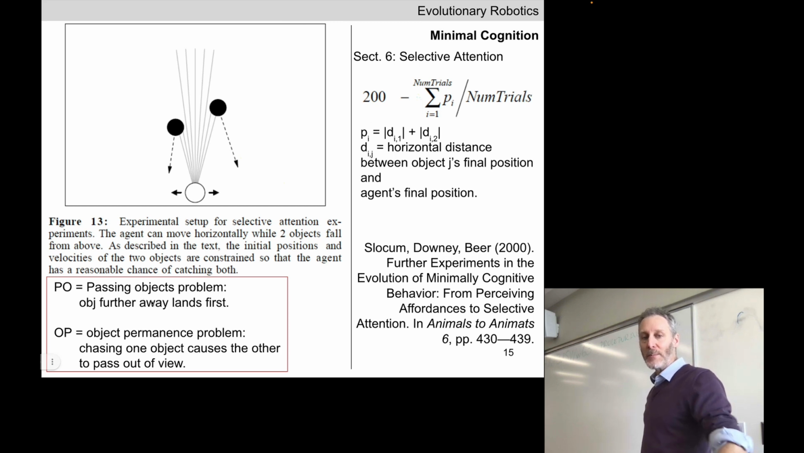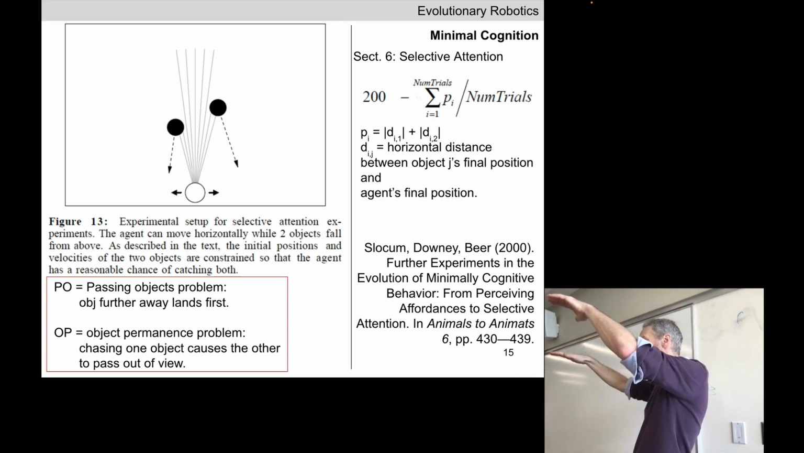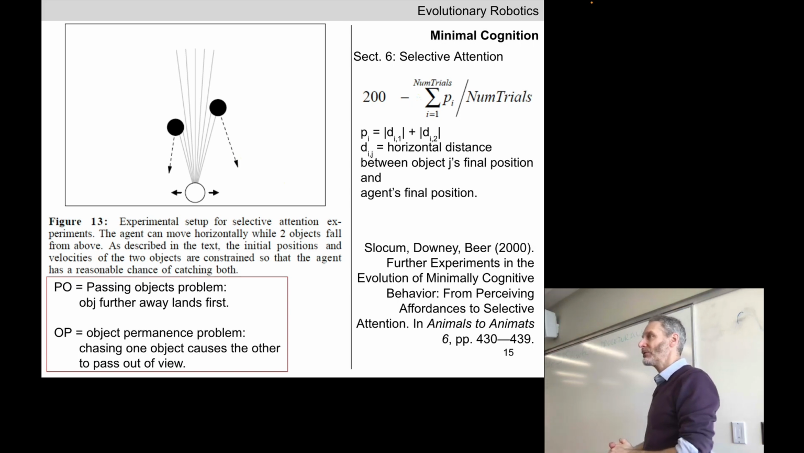The first problem is the passing objects problem. The object that is initially further above the robot, further away from the robot, happens to be moving faster. So at some point, the pair of objects are going to pass one another, and that object that was further away is actually going to hit the ground first.